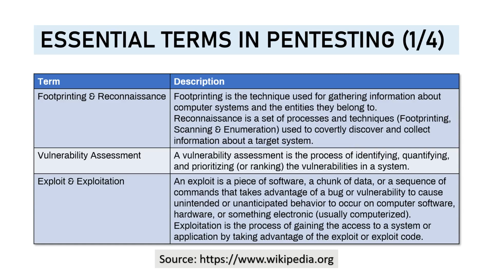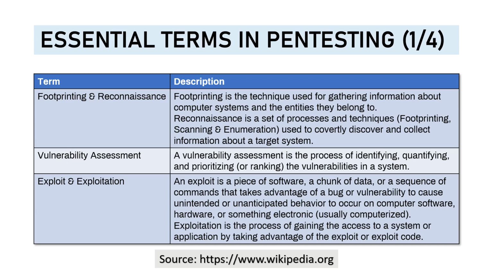Footprinting is the technique used for gathering information about computer systems and the entities they belong to. Now, it looks like reconnaissance, but a bit different, where footprinting is normally conducted, I would say, to find several pieces of information on the internet rather than in a closed environment. Reconnaissance itself is actually a set of processes and techniques which include footprinting, scanning, and enumeration used to covertly discover and collect information about the target.